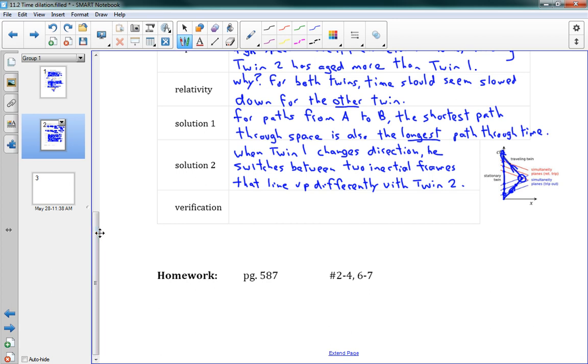That's why things don't line up, because we're not staying in one inertial frame. Now, for the twin that's driving away from Earth to stay in a single inertial frame, they'd have to keep on going away from Earth, and they could never come back.